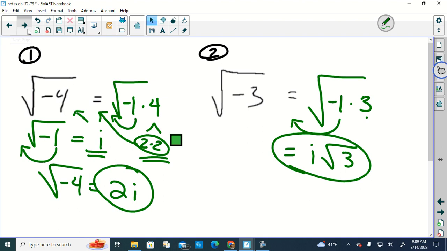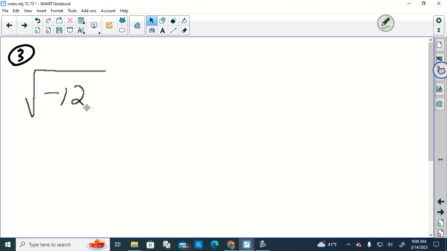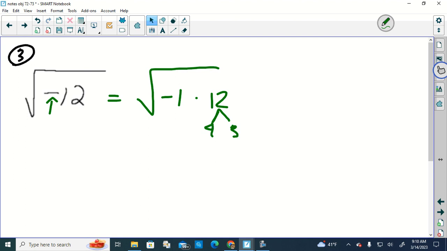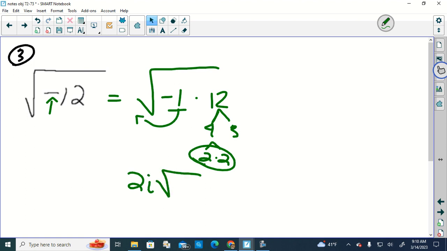Okay, so trying it on to the next one. Negative 12, got a negative in there, so I'm going to represent this: I would have a -1 underneath, coming from that negative right there. But now I would break down 12. I find out what those squares are, so I could go 4 times 3, or you could do 2 times 6. 4 breaks down into 2 times 2, so I have a pair, plus I have the i that needs to come out. So I'm going to have 2i, and then left underneath, without a pair, is the 3. So hopefully you're catching on to this.